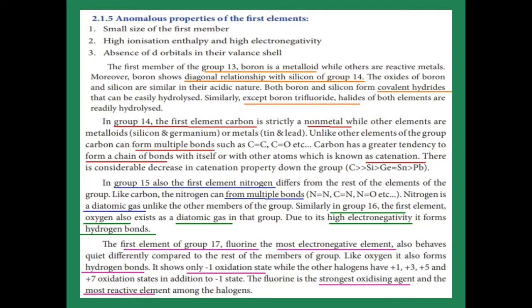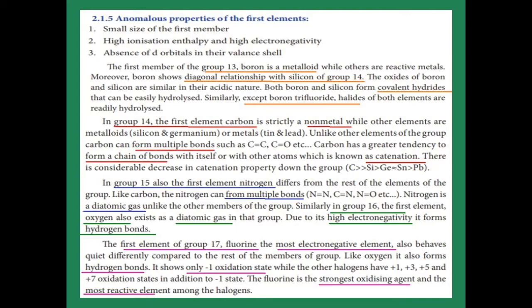In group 14, the first element is carbon. It is a non-metal. Then silicon and germanium are metalloids, and after that tin and lead are metals. Here carbon forms multiple bonds, and it forms chains of bonds with other atoms, that is called catenation. That catenation property is different from the other elements. In group 15, the first element is nitrogen. Like carbon, it also forms multiple bonds, and it is a diatomic gas unlike the other members of the group. In the same way, in group 16 the first element is oxygen.